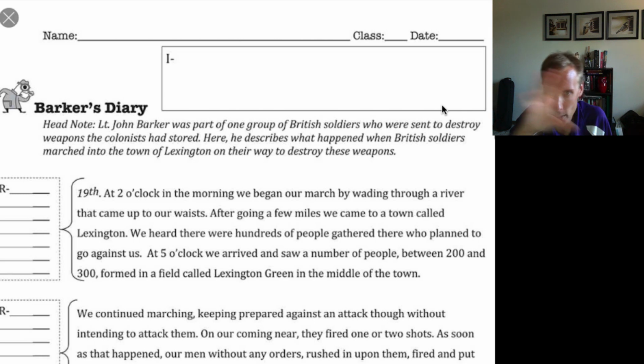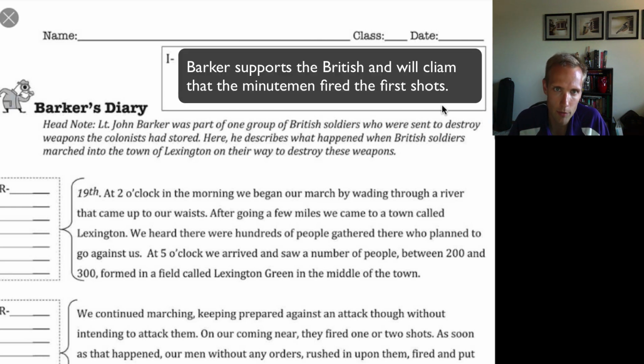So after making sure I notice all those things, we're going to start with just the I, and we're going to identify the author's argument in response to the historical question: which side is the author on, and how would the author respond to the historical question. Well, because he's a British soldier, an officer in the army, I imagine, since he was sent off to destroy the armaments of the colonists, that he's probably going to say that he supports the British, and he will claim that the colonists or Minutemen fired the first shots in the American Revolution. So right at the top there, you should write that in.